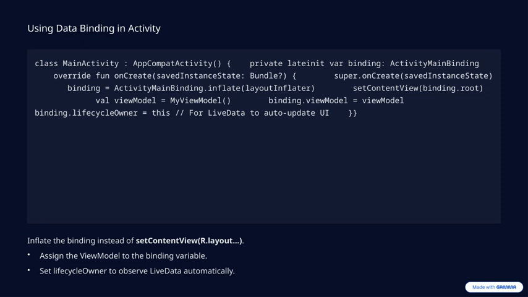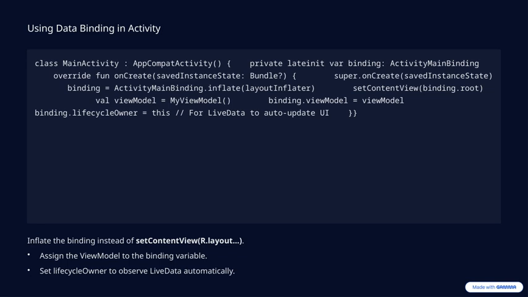Instead of the traditional setContentView with a layout resource, we actually inflate the binding object directly. This means we create an instance of ActivityMainBinding by calling inflate on the layout inflater. By doing this, we connect our layout directly to our activity in a more flexible way.